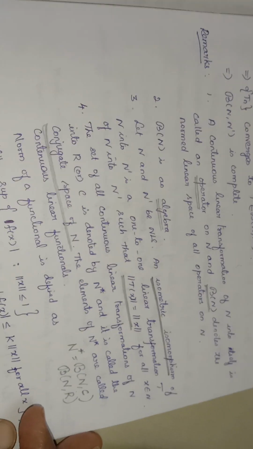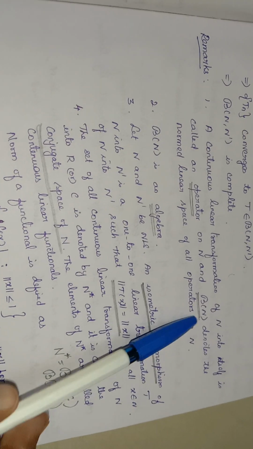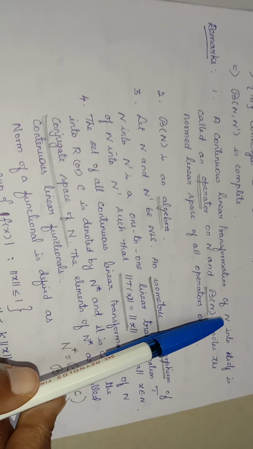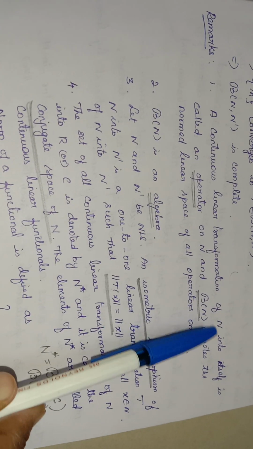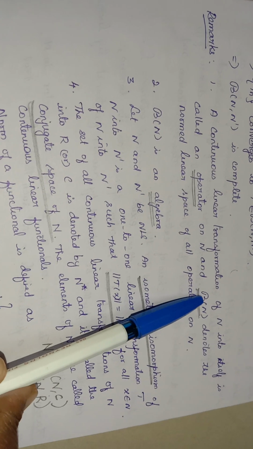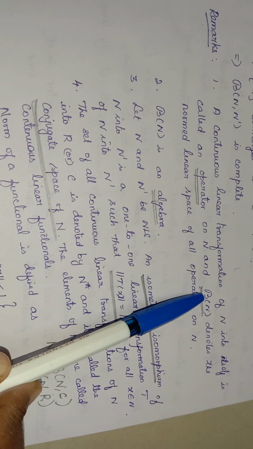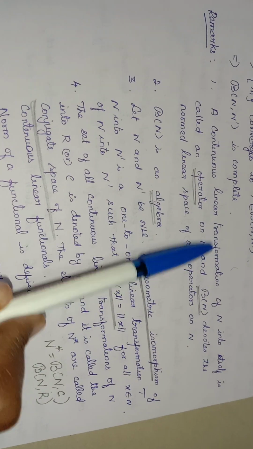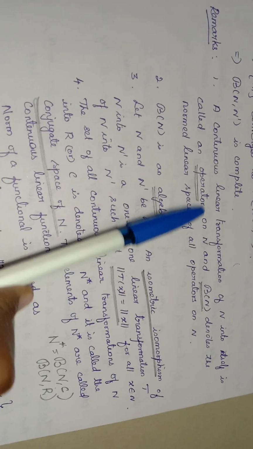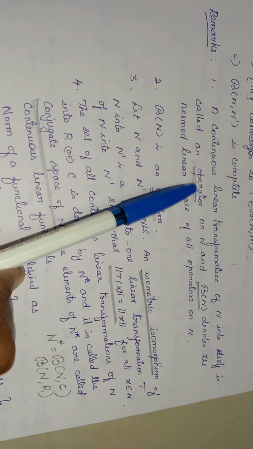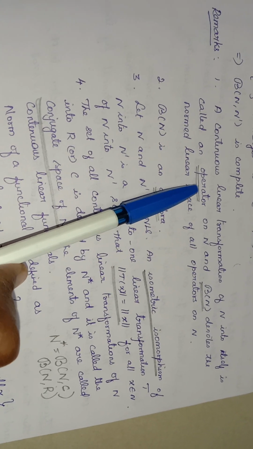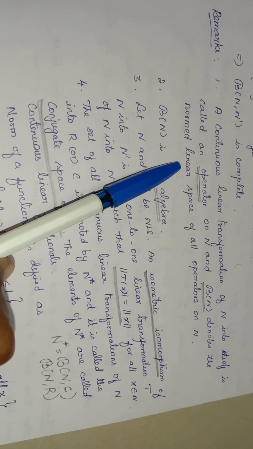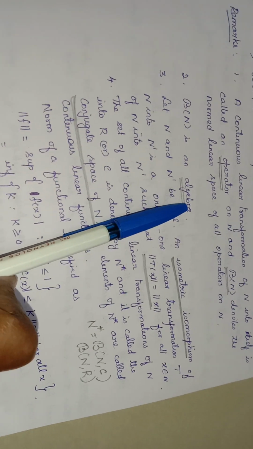Then the next one: here we have taken two normed linear spaces N and N dash. Suppose we are considering continuous linear transformations from a normed linear space N into itself, that is denoted by B of N. Instead of writing B of N comma N, we simply write B of N, and those transformations are called operators on N. So an operator means nothing but a continuous linear transformation from a normed linear space into itself. And this B of N is an algebra.